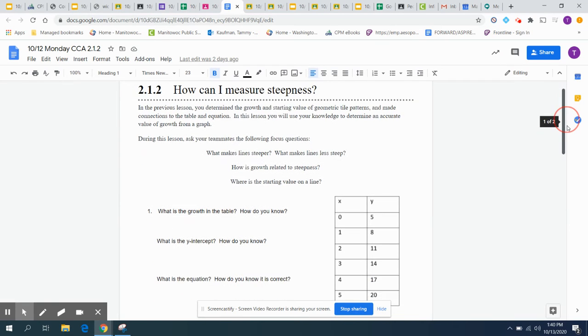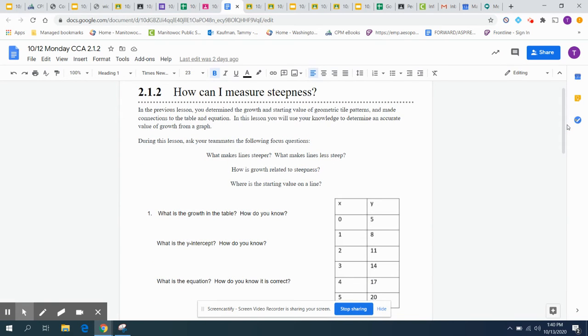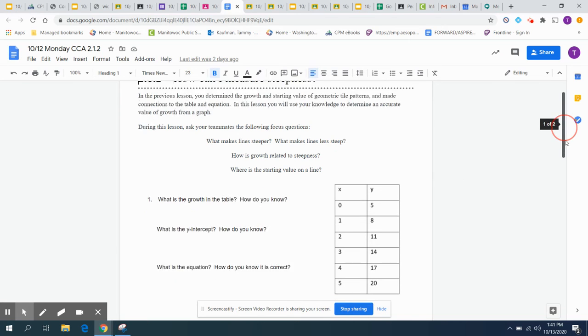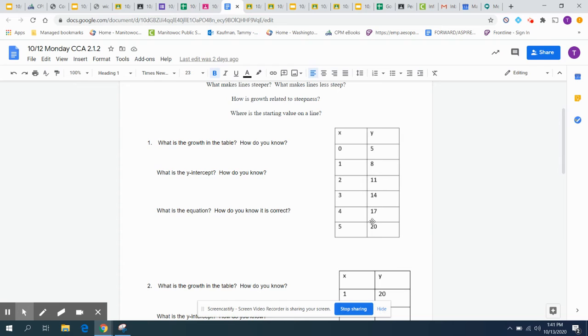Okay, so to go over 2.1.2, some of the things that I noticed, there's a little bit of confusion. When we want to find growth in the table, we always want to be looking right here along our Y column, but we need to make sure that X is increasing by 1. So when I look at this table, the Y is increasing by 3 as X is increasing by 1. So growth is going to be 3.